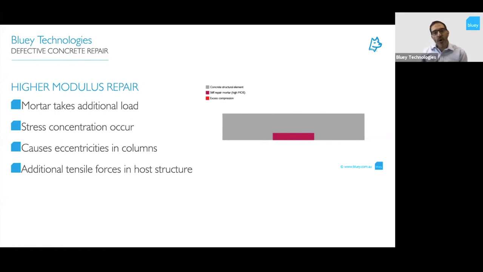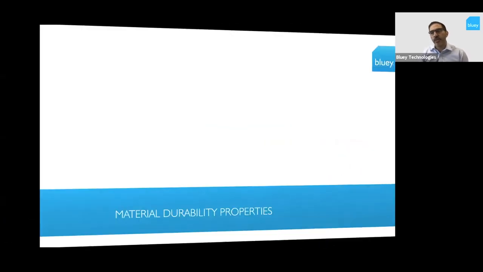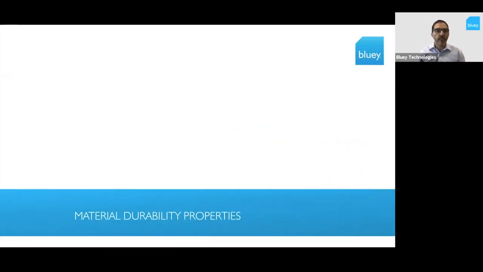When you end up with a higher modulus repair, so you put a very stiff repair mortar in, the mortar itself will end up taking more load than what otherwise you would have seen. And because of that, you end up with stress concentrations adjacent to that repair, and you end up with very high tensile behavior across the top of the repair mortar. And in columns, again, that can cause eccentricities, which cause problems, extra tensile forces in the host structure, which can cause damage. So really important to match that modulus when you're talking about a repair mortar. More important than matching the actual compressive strength.